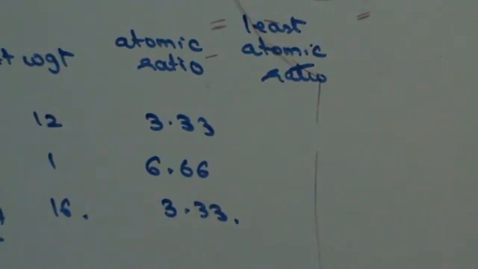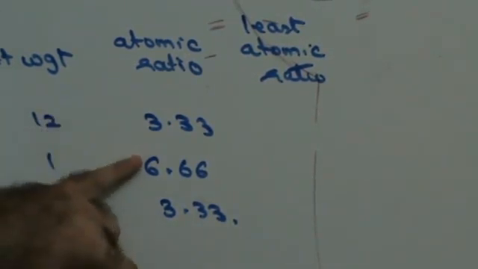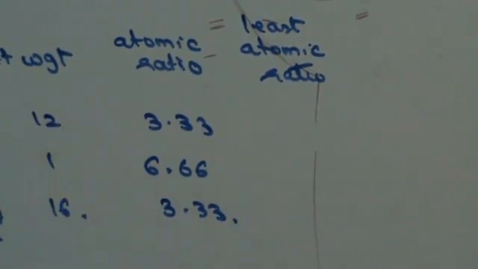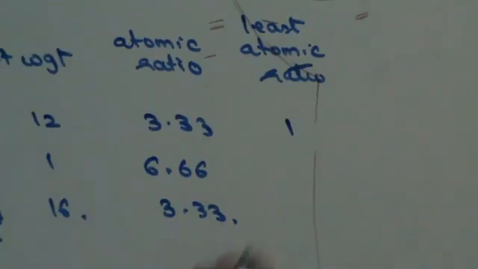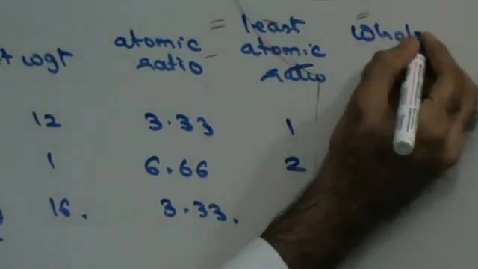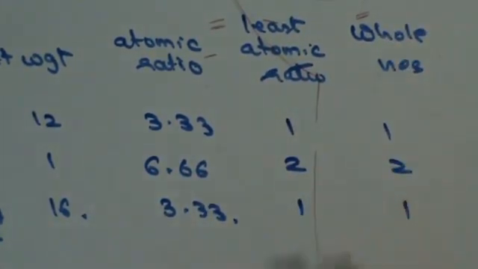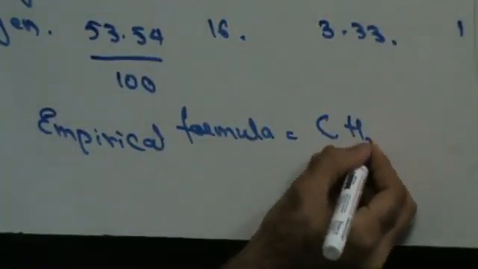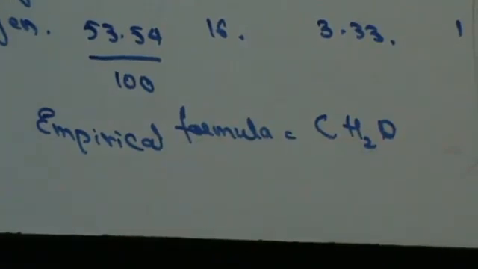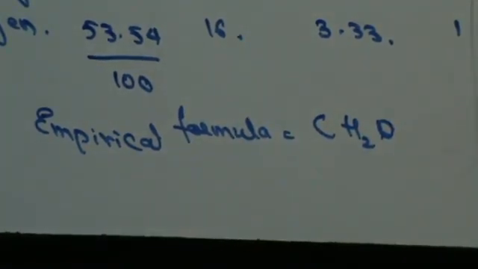Then you have the least atomic ratio. Now, what will the least atomic ratio be? The smallest number divided by all the numbers. The smallest number is 3.33. So 3.33 divided by 3.33. 1, 2 and 1. Whole number will be the same. 1, 2 and 1. So in that case, my empirical formula will be CH2O.